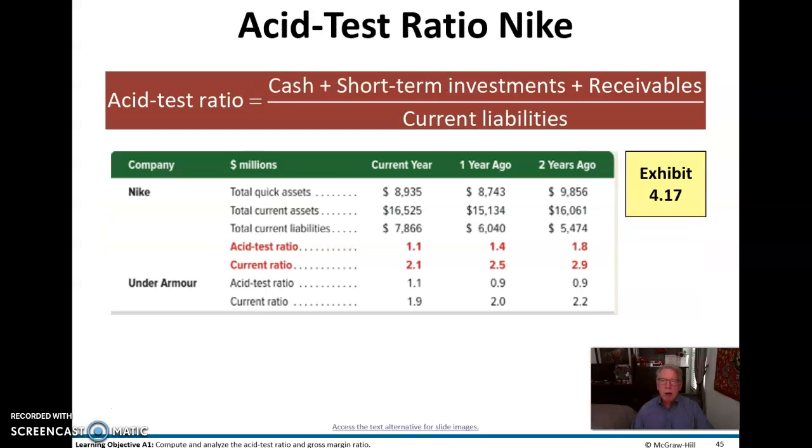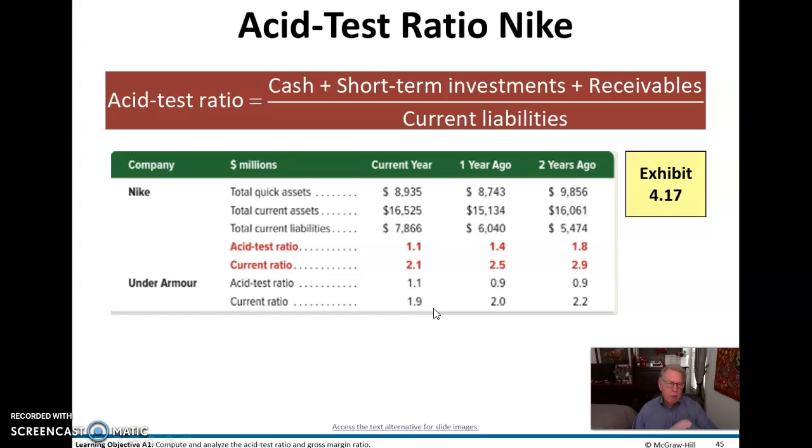Okay, so here's some examples of Nike's acid test ratio. And as you see, its acid test ratio is getting worse. Two years ago it was 1.8, but it's deteriorated a little bit, as has its current ratio. Under Armour, on the other hand, has gotten a little better on acid test, but a little worse on current ratio.